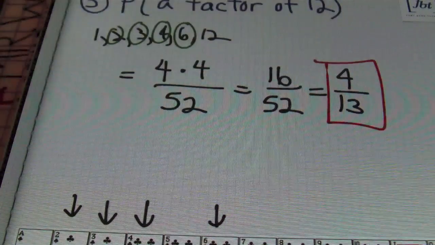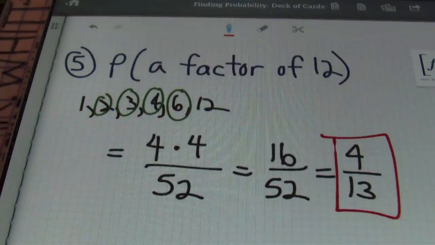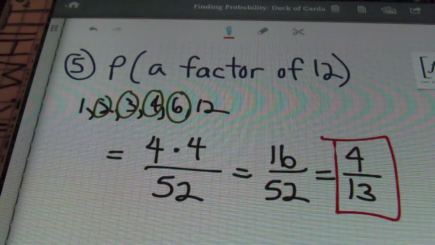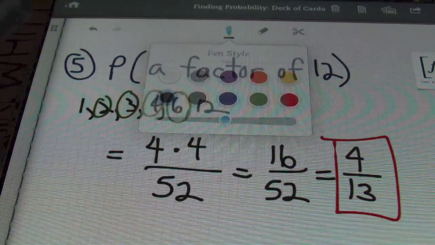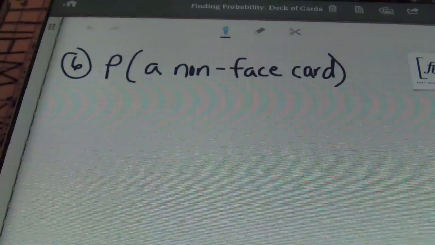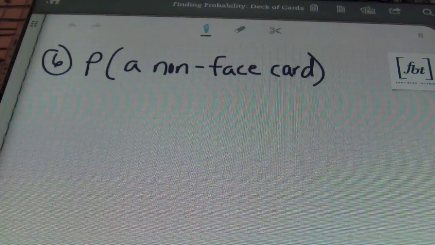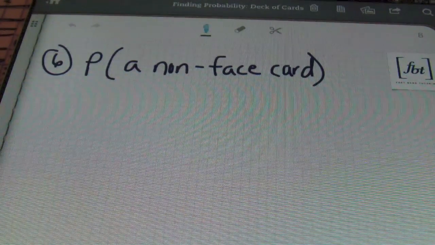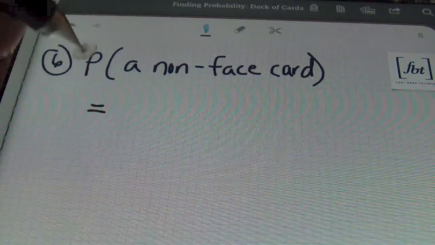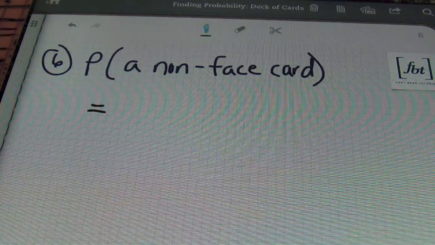That's it. Done and done, ladies and gentlemen. That's the probability of getting a factor of 12 out of a deck of cards. There you go. Problem number 5 is done. Let's continue on. Problem number 6. In problem number 6, I have the probability of getting a non-face card. A non-face card. So once again, I want to come up with what I want divided by the total.